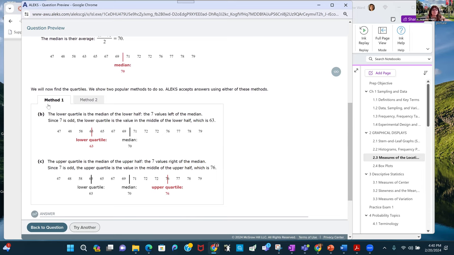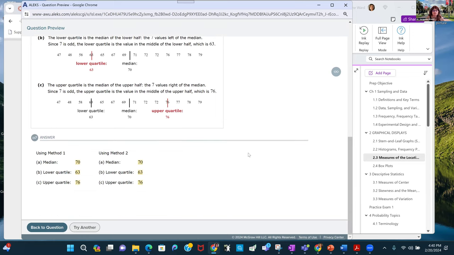And again, we're just going to use method one here. The lower quartile is the median of the lower half, and the upper quartile is the median of the upper half. So now you have seven on the bottom. That's an odd number, so it's just that middle number. You have seven on the top, that's an odd number, so it's just that middle number. In this case, method two got the same results, but again, we're just going to do method one.